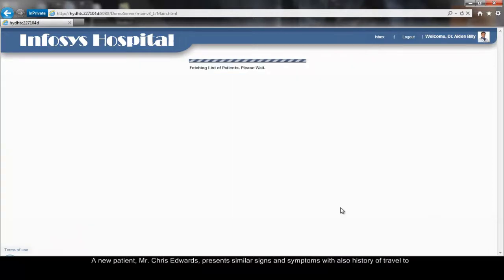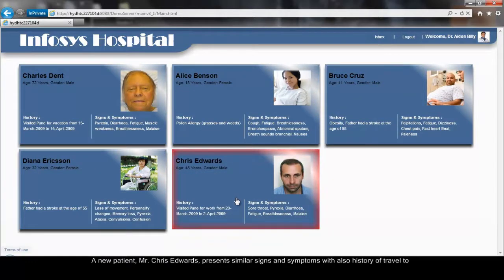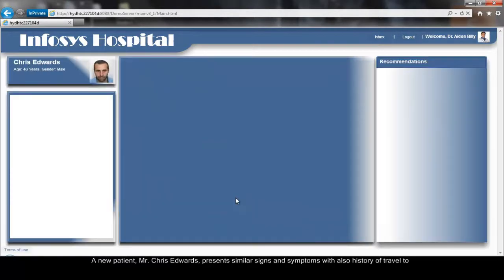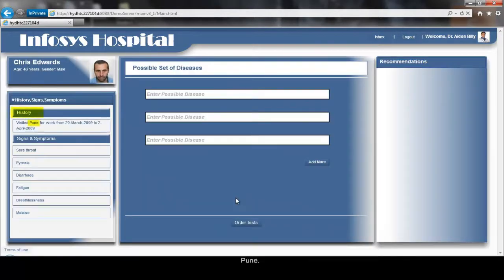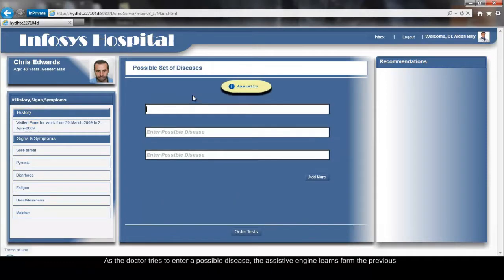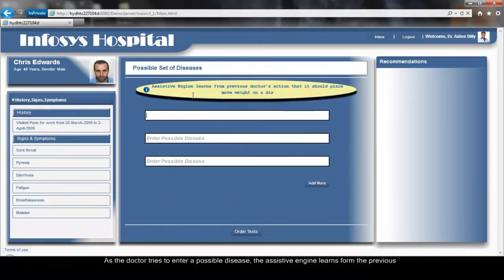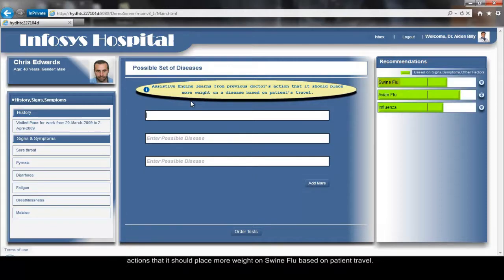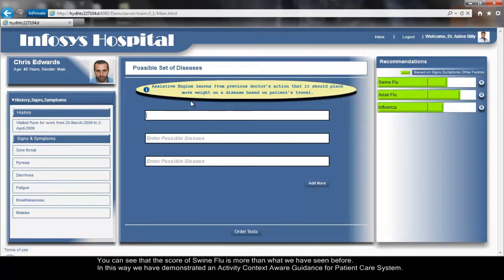A new patient, Mr. Chris Edwards, presents similar signs and symptoms with also history of travel to Pune. As the doctor tries to enter a possible disease, the assistive engine learns from the previous actions that it should place more weight on swine flu based on patient travel. You can see that the score of swine flu is more than what we have seen before. In this way, we have demonstrated an activity context-aware guidance for patient care systems.